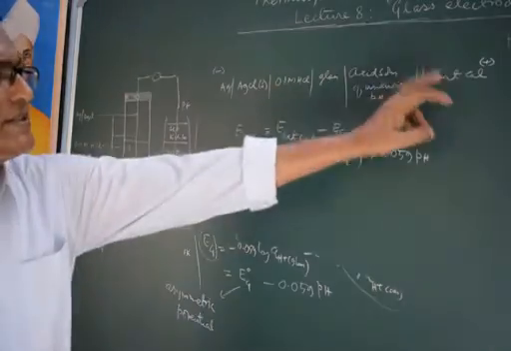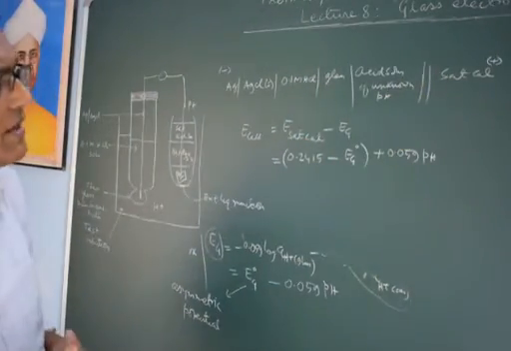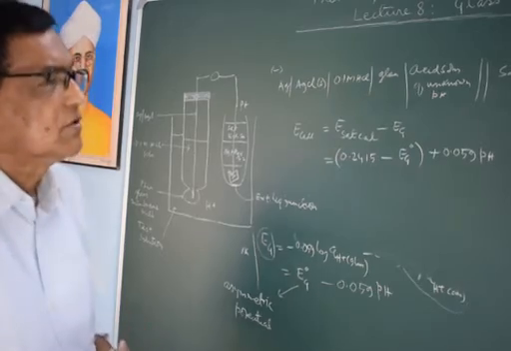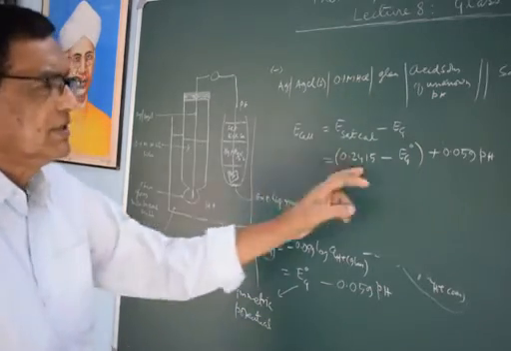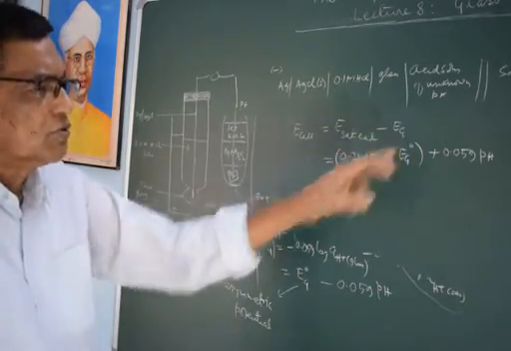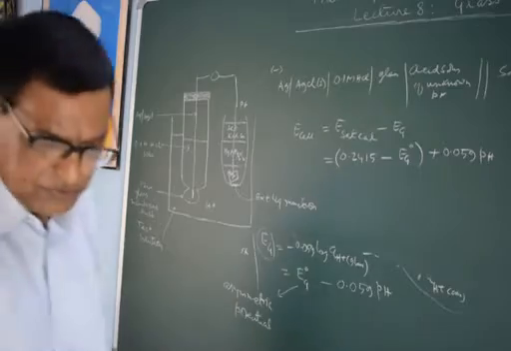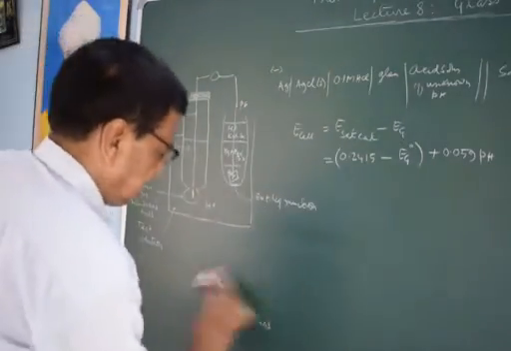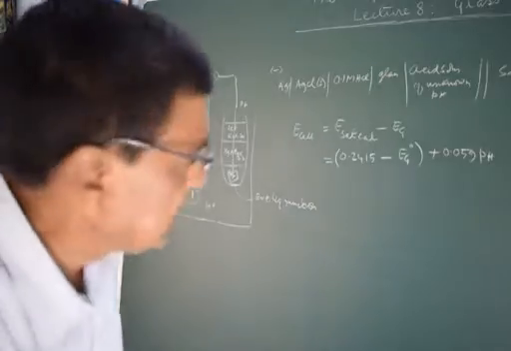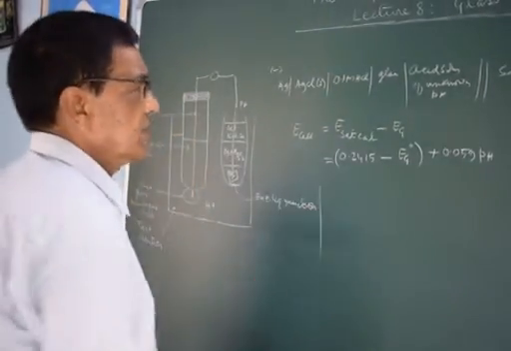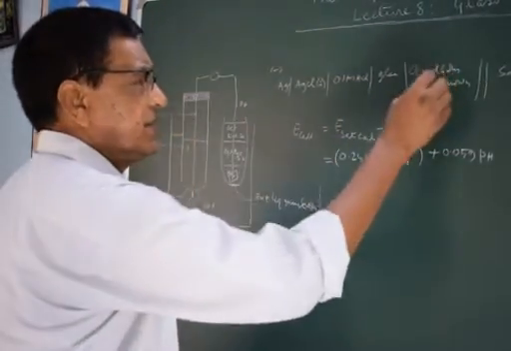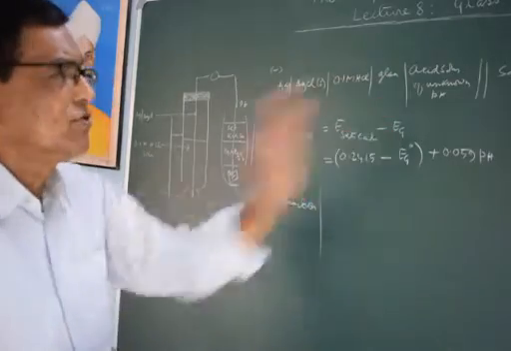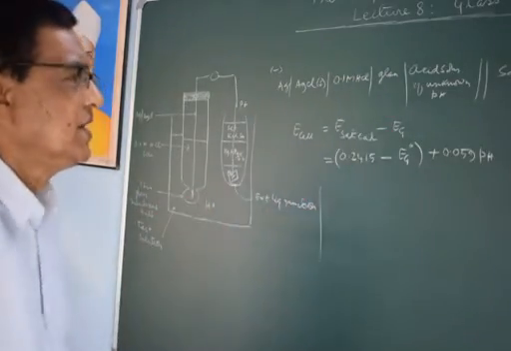This is the secondary standard reference electrode, whose potential is known, and this will also vary. So what we shall do in this case is that this acid solution is kept as a buffer solution of known pH.